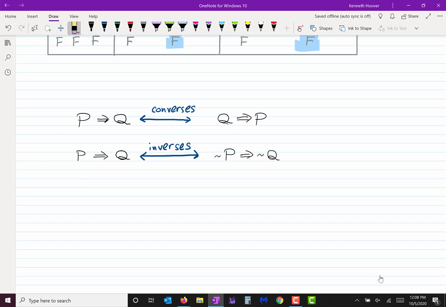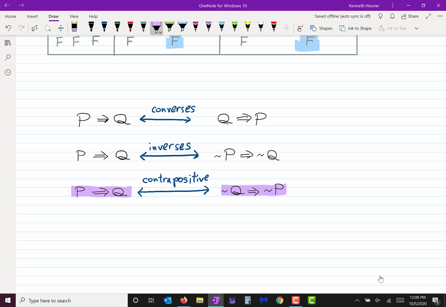Now, last one. If you have P implies Q, the contrapositive of that is not Q implies not P. They're contrapositives of each other. Those two are equivalent, and you'll prove that in your homework. That is equivalent to that. Okay? And we use that a lot in logic.